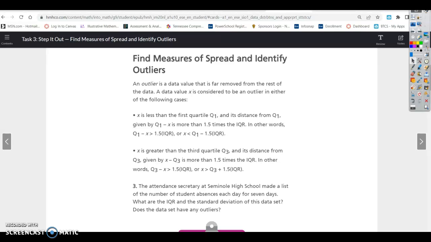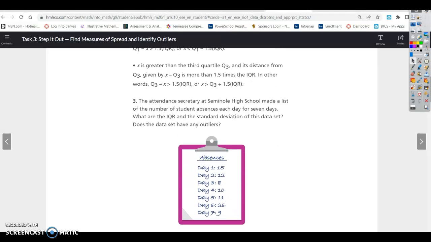Or X is greater than the third quartile, represented as Q3, and its distance from Q3, given by X minus Q3, is more than 1.5 times the interquartile range. In other words, X minus Q3 is greater than 1.5 times your interquartile range, or X is greater than Q3 plus 1.5 times your interquartile range.